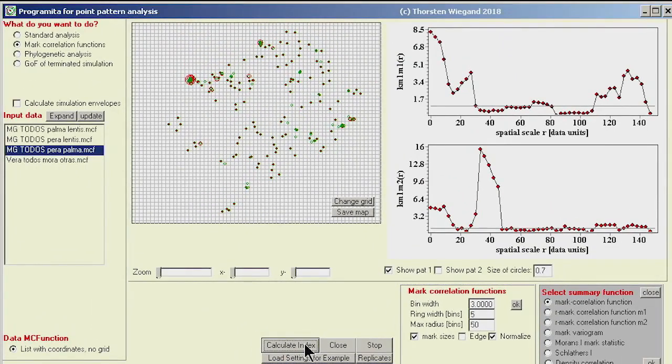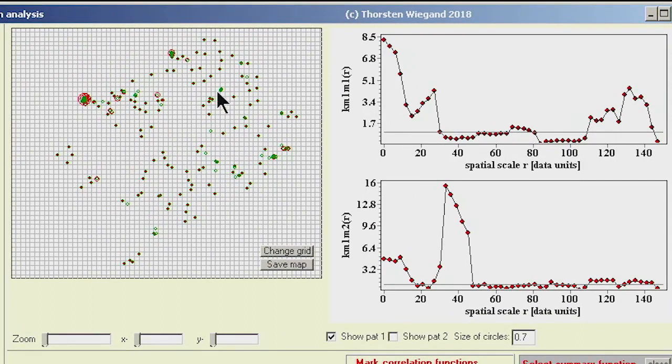And then you see now the mark correlation function appearing here. And here of course now you see the pattern. And you see there's quite some heterogeneity in the distribution of the number of seeds over all the droppings. In this analysis we selected the mark correlation function. This is basically the product of the number of seeds of the first species in the first point with the number of seeds of the second species in the second point, which is distance r apart from the first point.